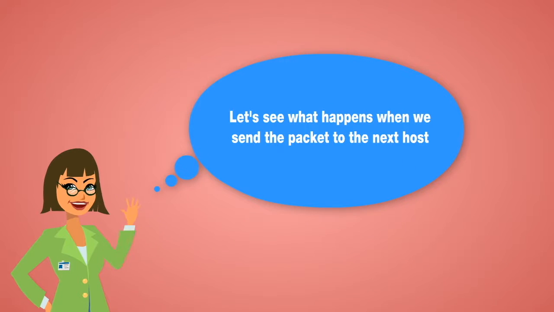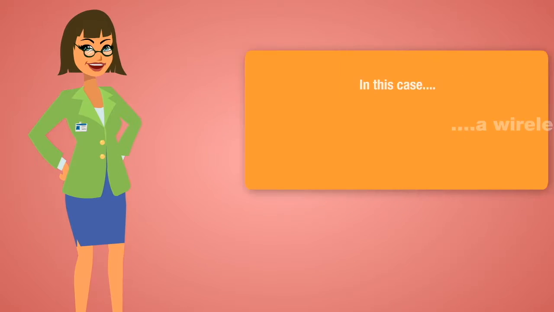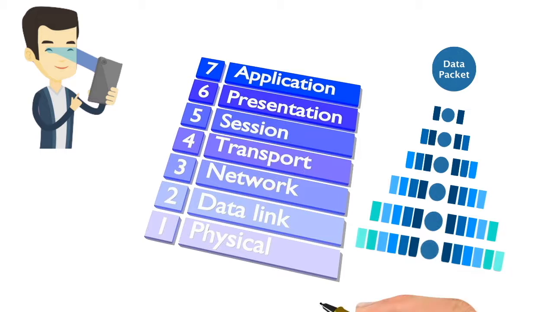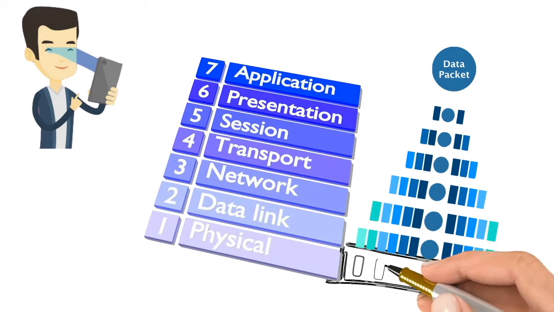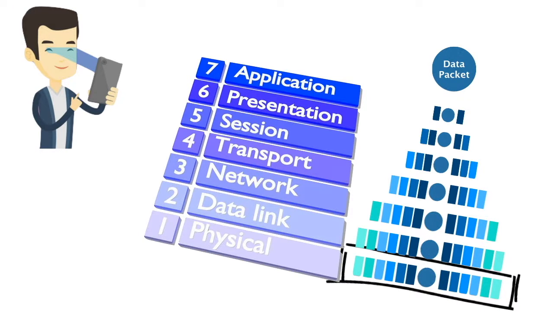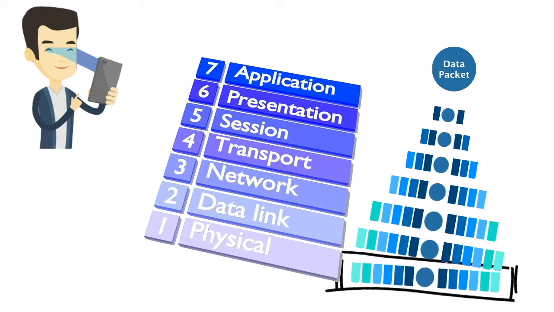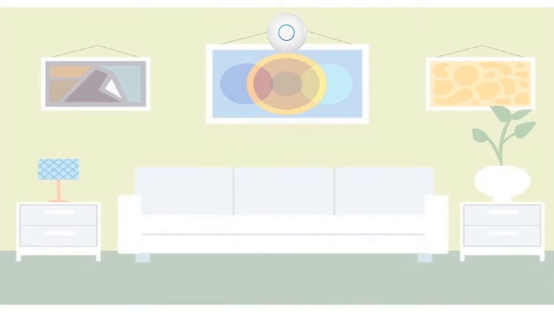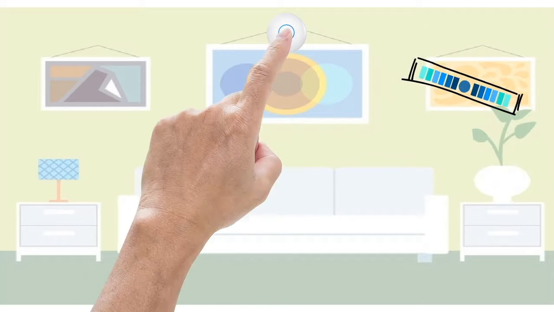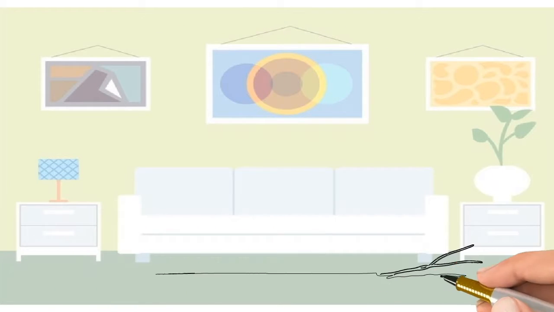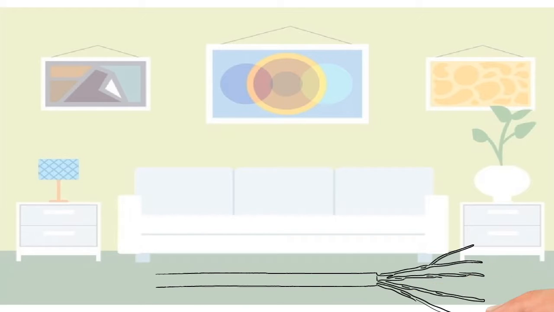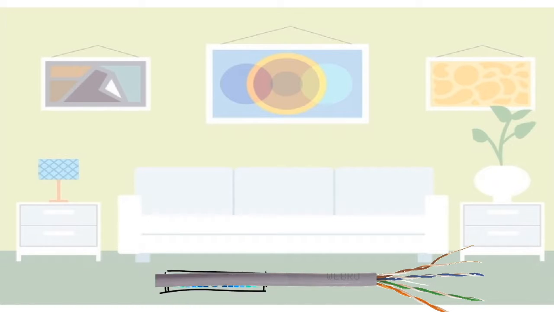Let's see what happens when we send the packet to the next host. In this case, a wireless access point. By the time the packet gets to the bottom physical layer, it's collected all the information it needs to move on to the next host. In this case, the next host is a wireless access point, and the physical medium used to send the packet is radio frequency. An alternative physical medium to RF would be a copper or fibre optic cable, using electrical or light energy instead of radio.